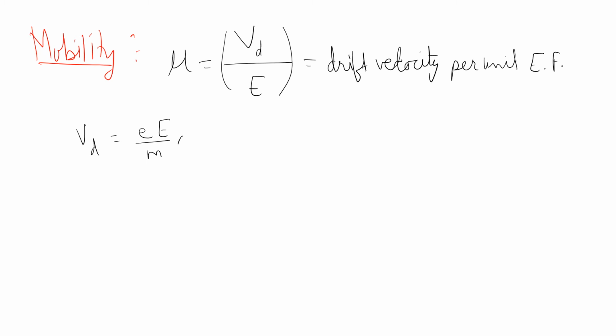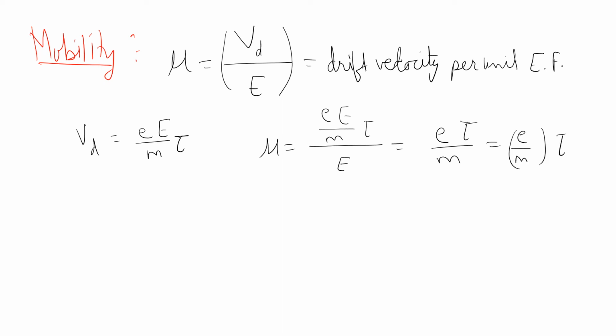E over m into tau. When I put it here, I get E over m into tau, and here is tau E. When I solve it, I get E tau over m, and I can write it as E over m into tau. This value E over m is called the specific charge. Charge over mass ratio is known as specific charge. If you know the charge particle is an electron, you know the charge of the electron and the mass, you only need to know the relaxation time, and then you can easily calculate the drift velocity.